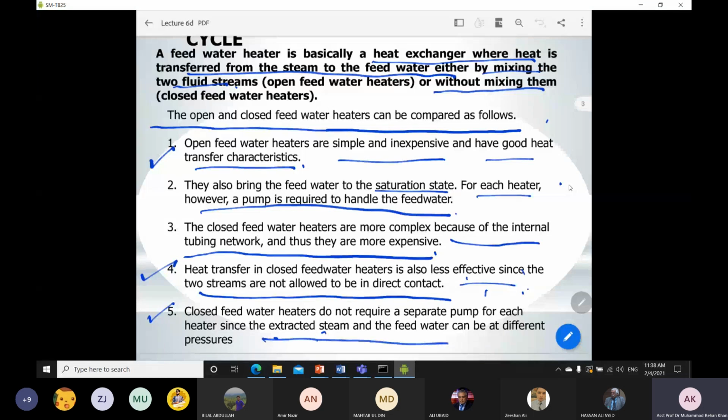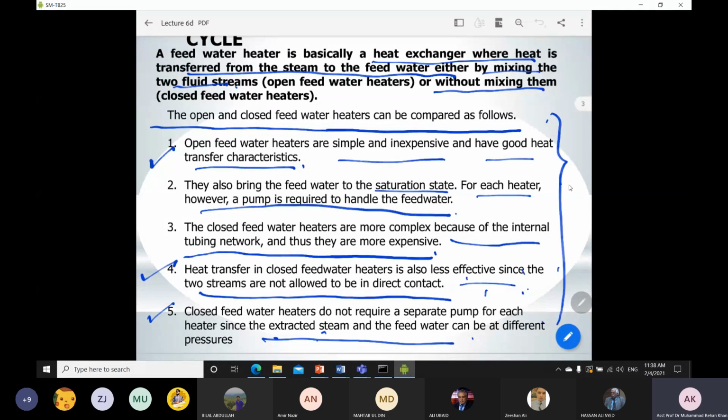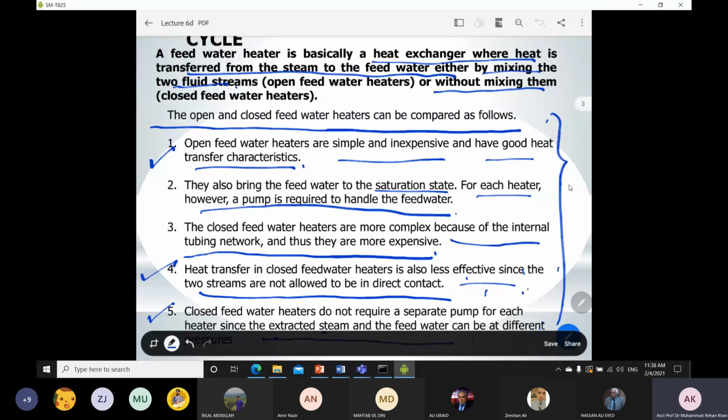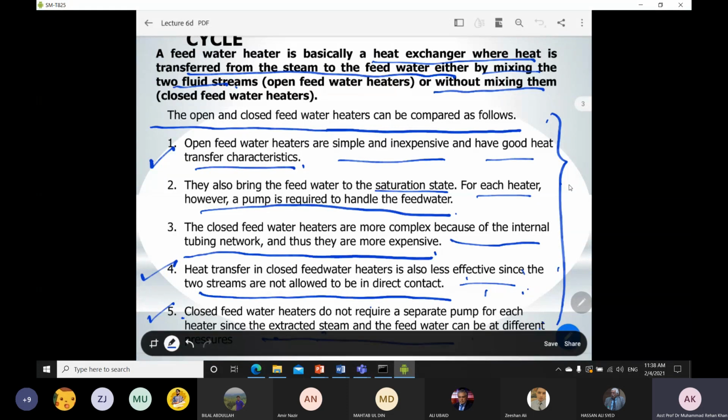But the major differences between the open and closed feed water heaters are just these two: in one, more pumps are required, and in the closed feed water heater, fewer pumps are required for each heater. But adding the closed feed water heater will not significantly improve the efficiency. So now the question is why we have to study the closed feed water heater if it is not increasing the efficiency significantly.